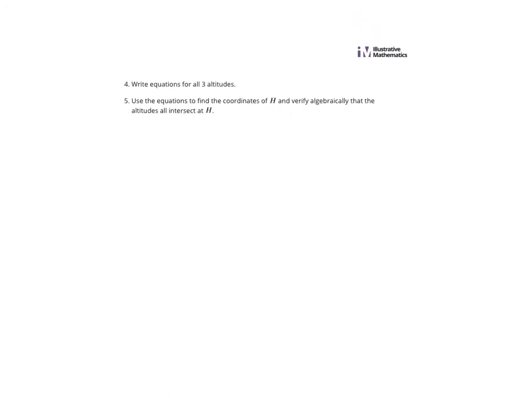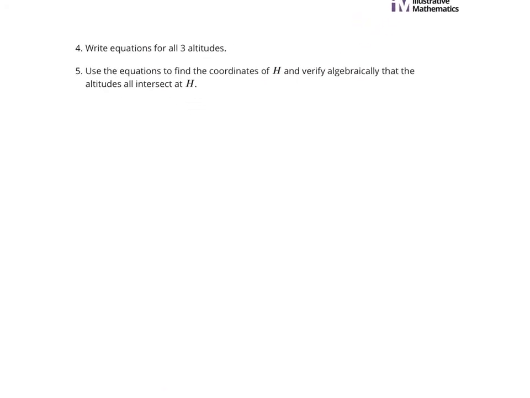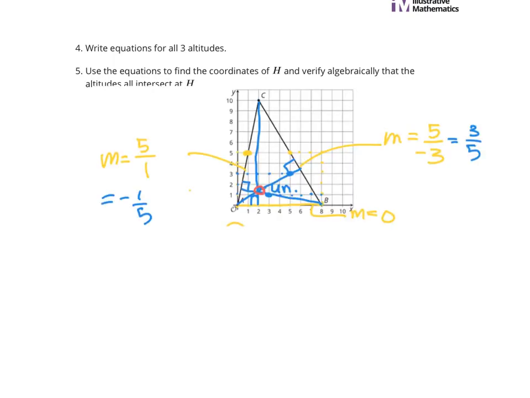Okay, write equations for all 3 altitudes. I'm going to have to go back to the last slide, so hold on. All right, so find the slopes, write equations for all 3 altitudes. So the altitude from vertex C to side AB is going to be a line x equals 2. Because that line doesn't have a slope, that slope is undefined.